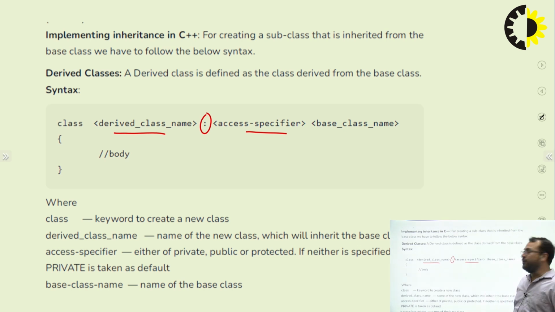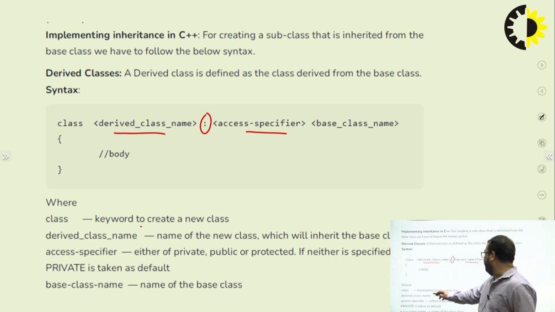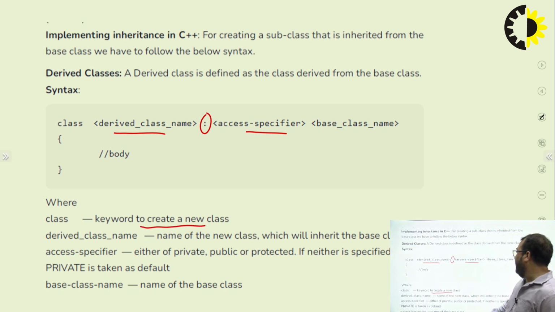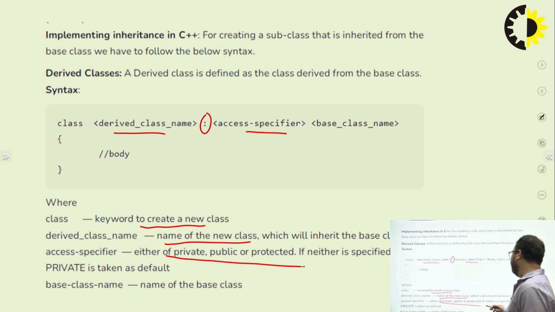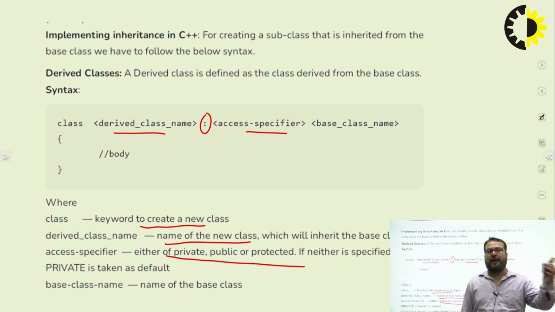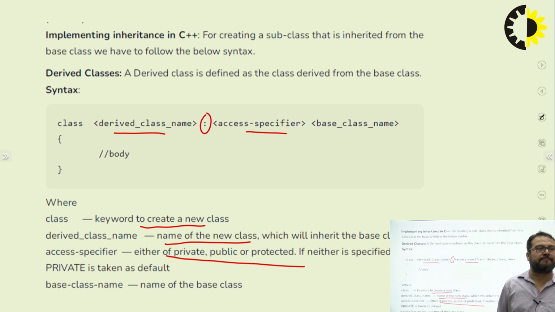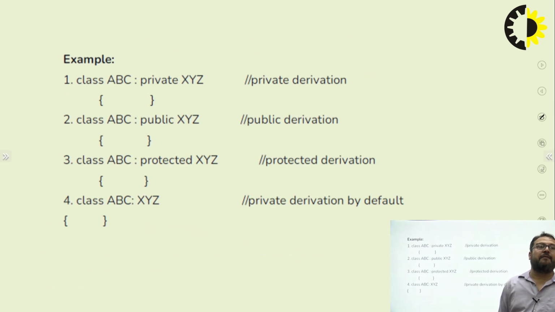Class is a keyword to create a new class. Derived class is the name of the new class which inherits the base class. The access specifier is either private, public or protected. If no access specifier is mentioned, it will be private. So by default it is private.